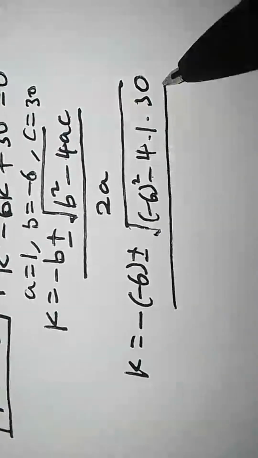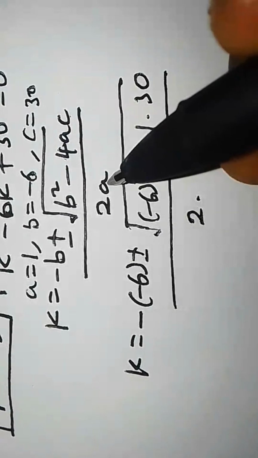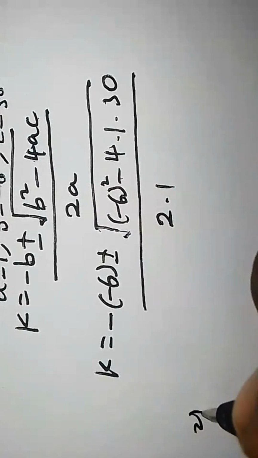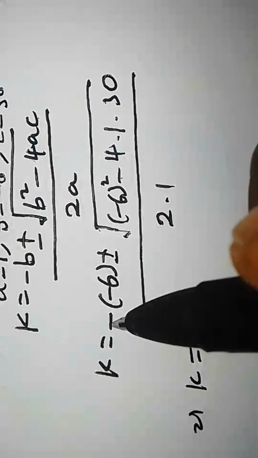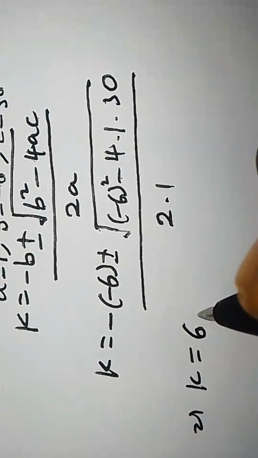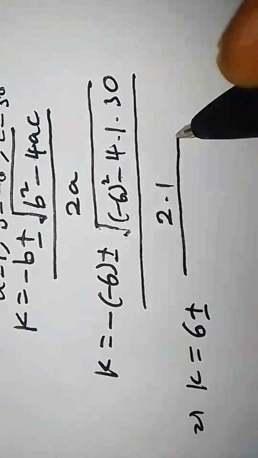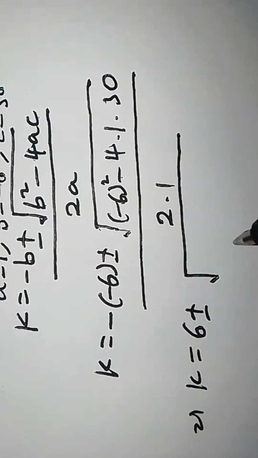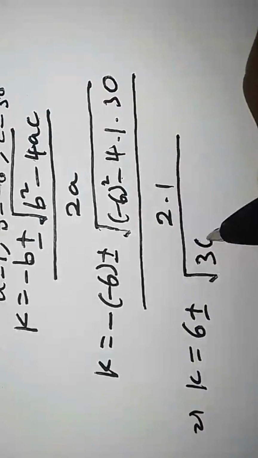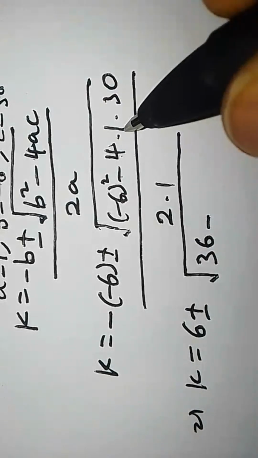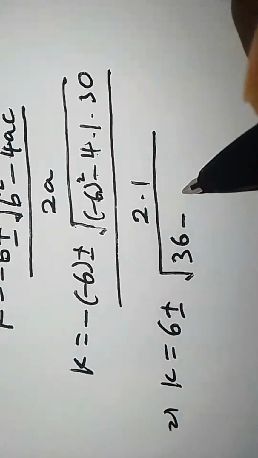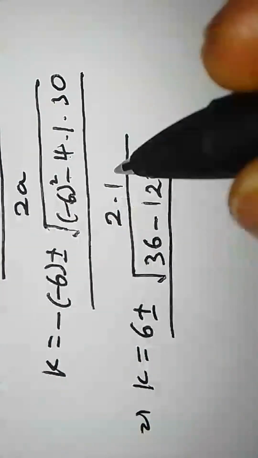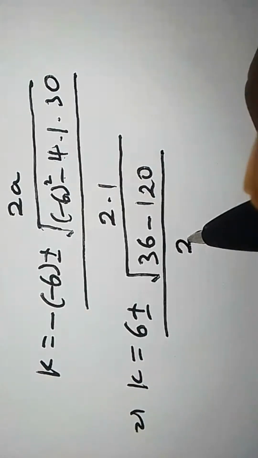Everything divided by 2 times, what is a? A is 1. So we have 1. This means that k is equal to minus times minus 6, that is 6, plus or minus the square root of minus 6 all squared, which is simply 36, minus 4 times 1 times 30, that is 120, divided by 2 times 1, that is simply 2.